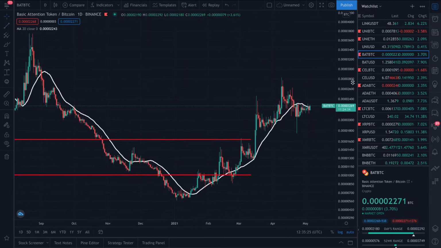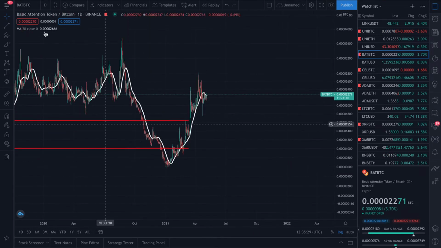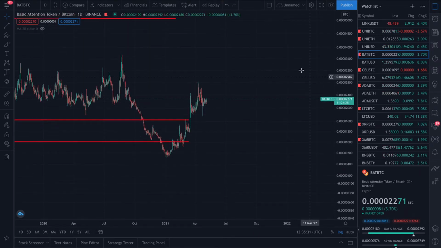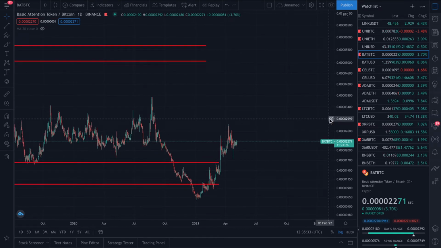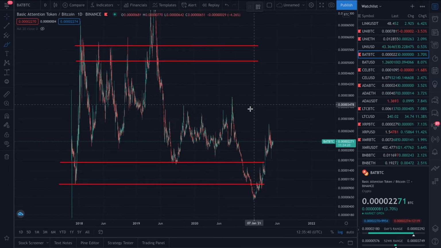Once we have that, good things should happen. That's what I think. Patience is key. Good things will happen. Let the move come to you, and that move requires it to be above the 20-day moving average.